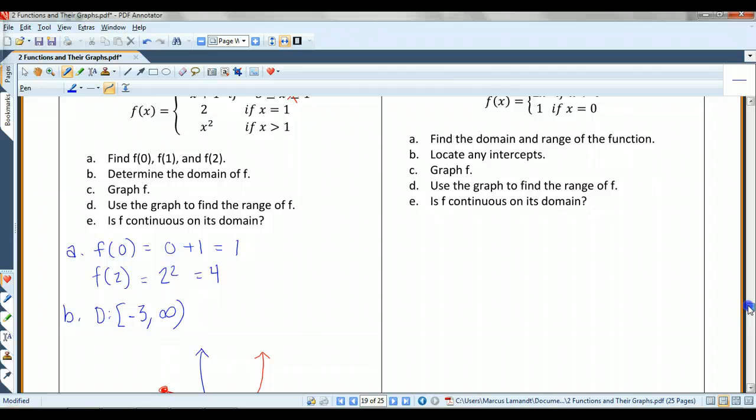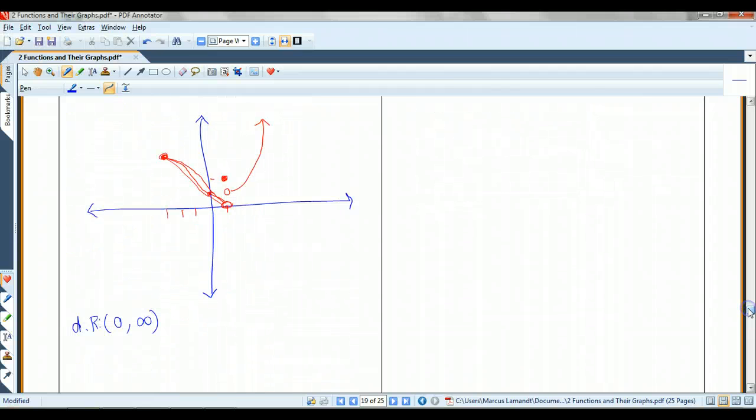Is f continuous on its domain? It is not continuous. It has a discontinuity right here at x equals 1. Discontinuous at x equals 1. Alright?